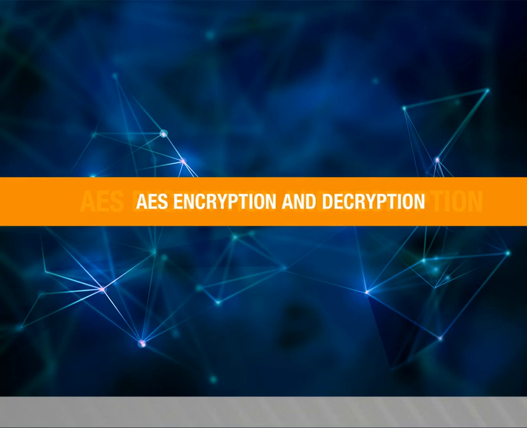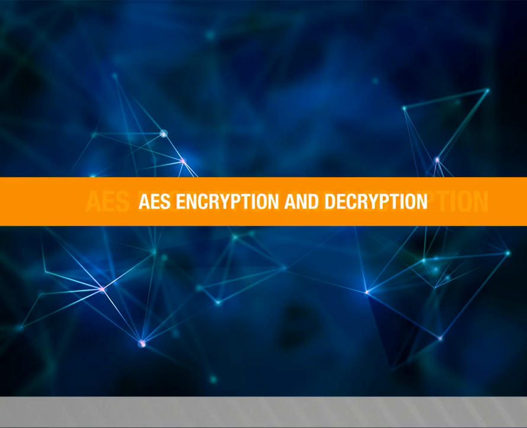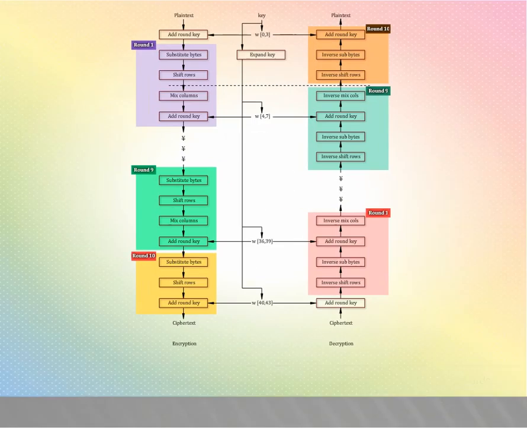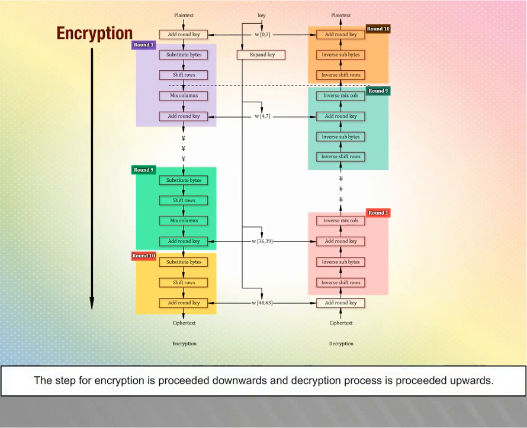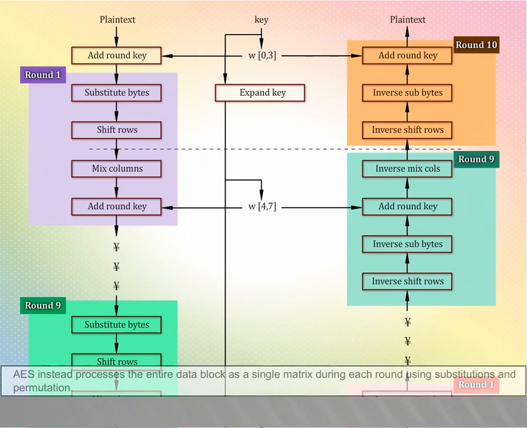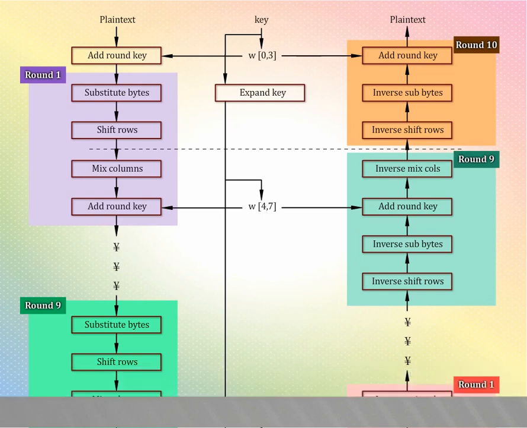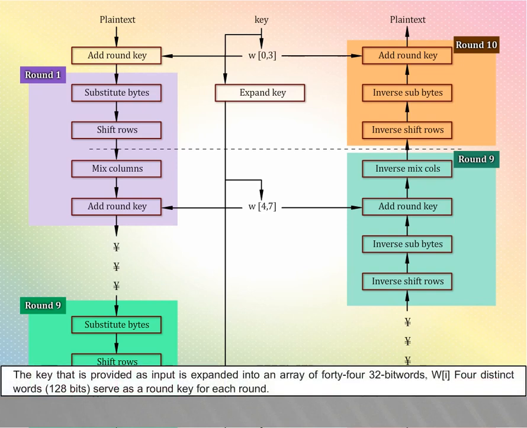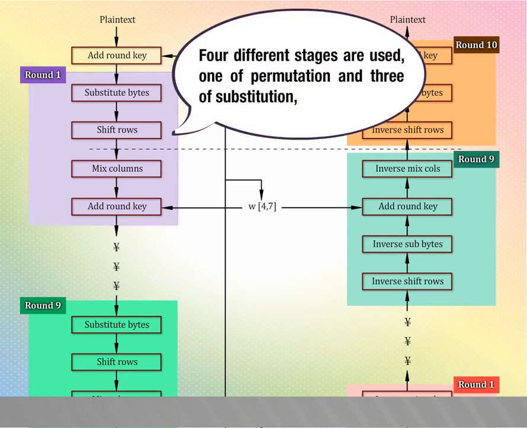AES encryption and decryption. In this video, we are going to see about AES encryption and decryption. The steps for encryption proceed downwards and the decryption process proceeds upwards. AES instead processes the entire data block as a single matrix during each round using substitutions and permutations. The key that is provided as input is expanded into an array of 44 32-bit words, W[i]. 4 distinct words, that is 128 bits, serve as the round key for each round. 4 different stages are used, 1 of permutation and 3 of substitution.